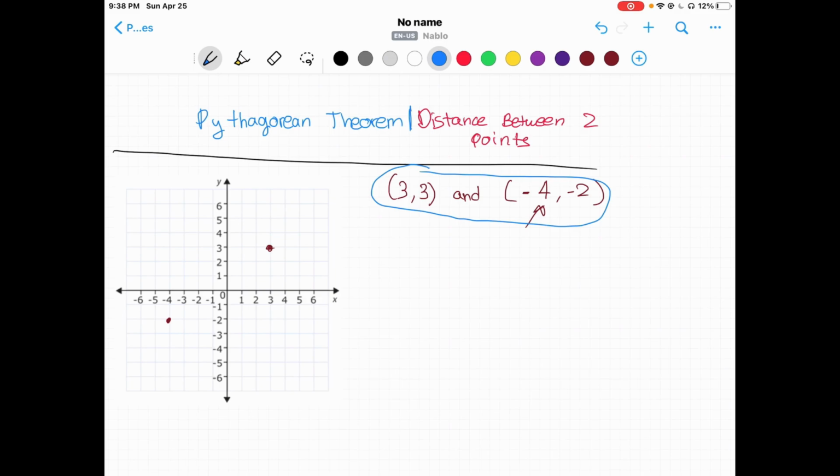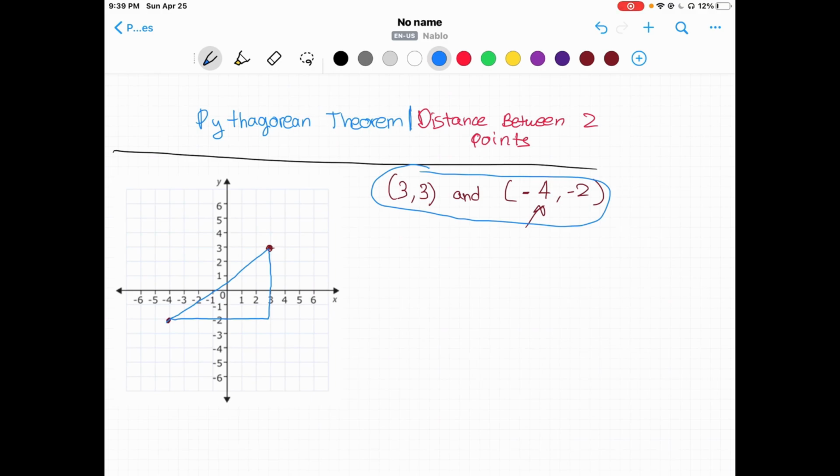Now, think about this for a second. The Pythagorean theorem only applies to right triangles. So you might guess that we are going to use a right triangle somehow to find this distance. Well, you're right. We're going to draw a right triangle such that the hypotenuse of this right triangle is the segment connecting the 2 points.